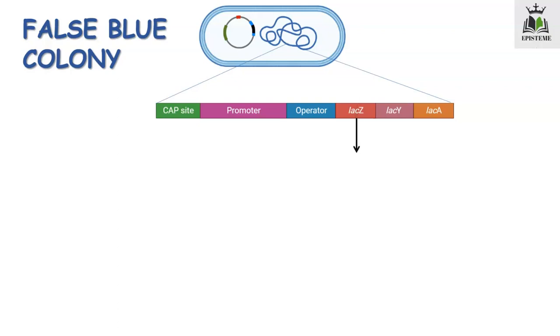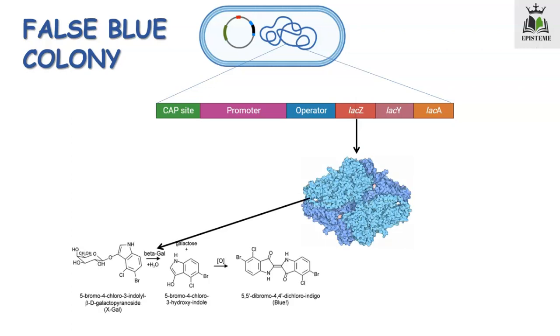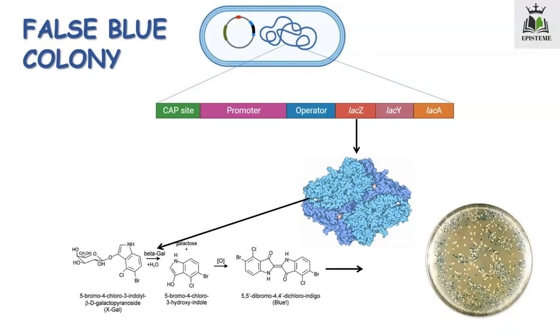Now here the lacZ can code for the beta-galactosidase and it can convert the X-gal into the blue colored compound, and we can get the blue colonies here. So you see, if you look at the original bacterial cell, it contains the recombinant plasmid here. And we are supposed to get the white colonies.